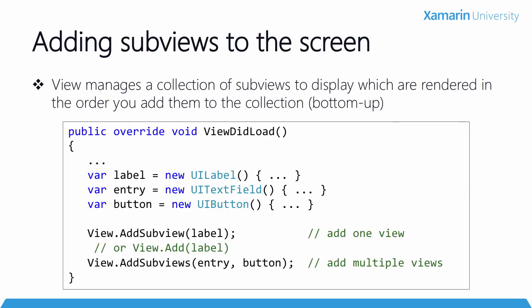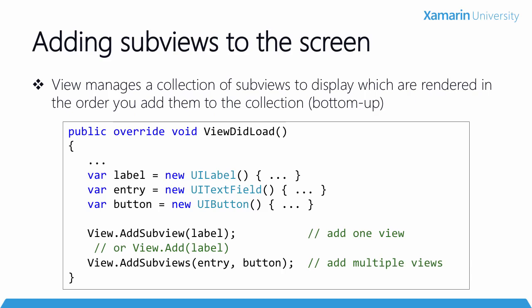Now, once we've created those controls, we need to add them into our view hierarchy. The way we do that is by calling a method on the root view itself. UIView has the ability to support a collection of children. So every UIView can have multiple children in it. The only exception to that is UIWindow. UIWindow only wants one child, the root view. But the views that you add after that can have multiple children.